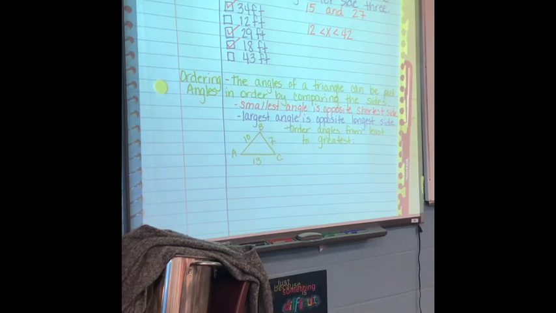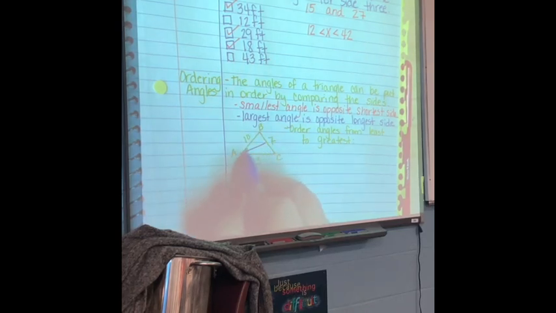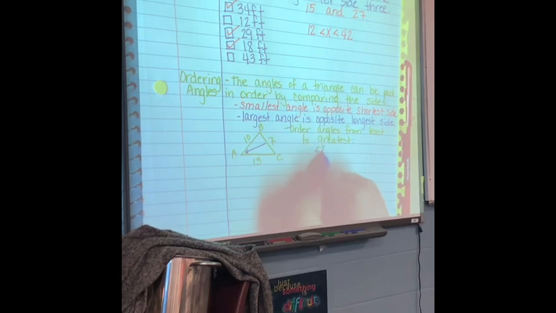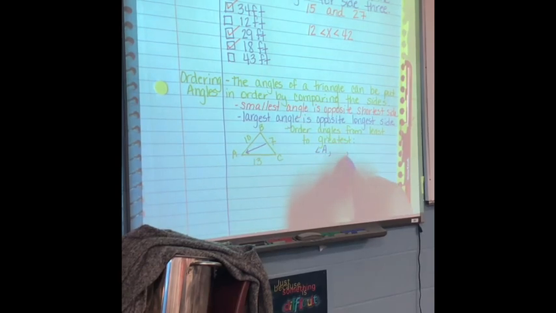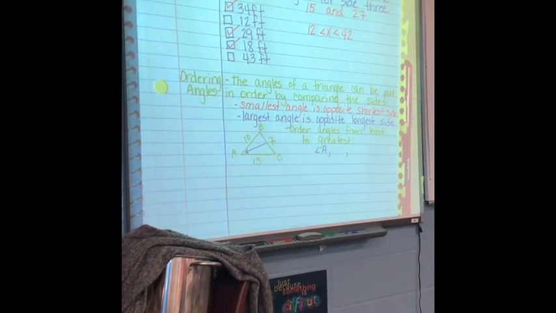So using the information they've given me, if I look first at the smallest angle, it's going to be opposite the shortest side. So who is my shortest side here? 7, or what we would call BC. And it is going to be opposite angle A. So angle A is my smallest angle, not my shortest side.